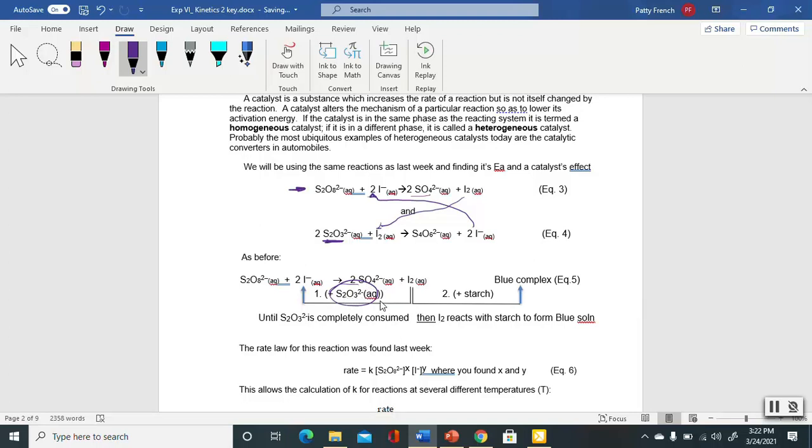How do we know when the thiosulfate is finally gone? Because at that point the iodine will react with the starch and form that dark blue, which we can time. So the same thing as last week.